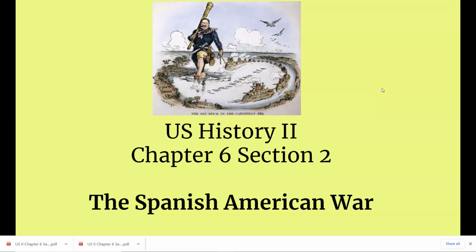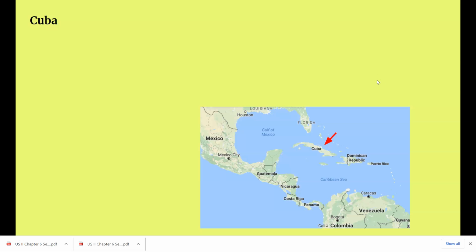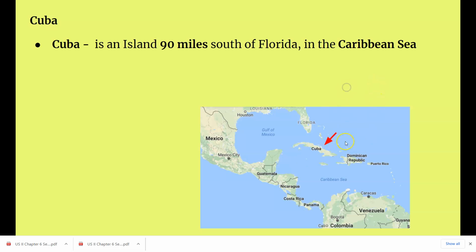This is U.S. History 2, Chapter 6, Section 2, the Spanish-American War. So, Cuba is not really a tiny island, but it's probably the largest island in the Caribbean, in the Gulf of Mexico. It's 90 miles south of Florida. It's really close. Some people have even swum it before.